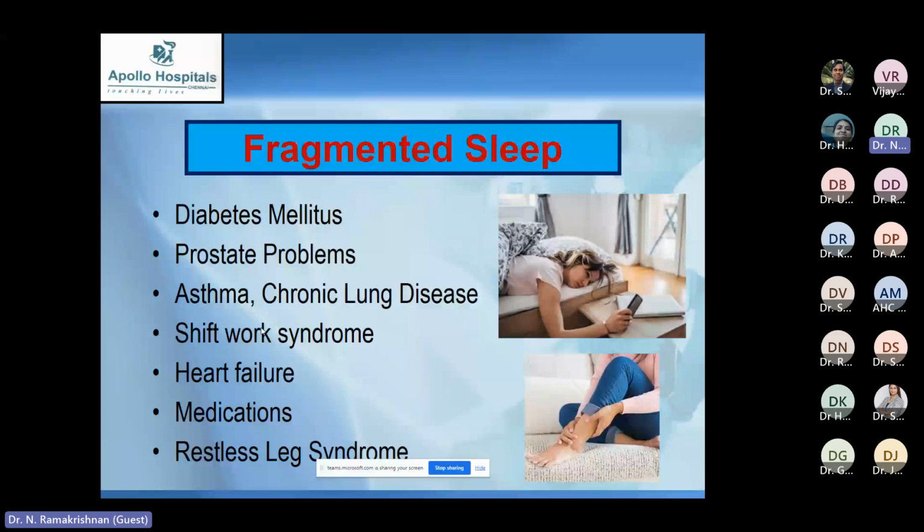Shift worker syndrome, those who sleep at odd times may find it very difficult to sleep continuously. Heart failure can wake up patients primarily relating to breathlessness. Some medications can lead to fragmented sleep, and the most common one is actually beta blockers. Particularly non-selective beta blockers can affect, and also the statins seem to fragment sleep.